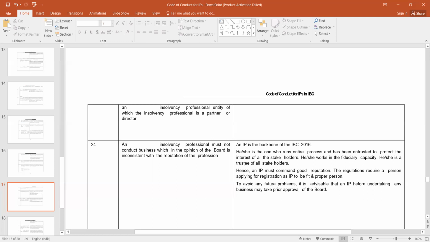ठीक है ना? तो अब इसके लिए क्या है कि भाई an IP before undertaking any business you must take prior approval of the board. भाई कई बार क्या होता है, आपकी HUF है, आपको कोई फैमिली बिजनेस है. अब आपके फैमिली बिजनेस में आप ये तो नहीं कह सकते भाई मैं फैमिली बिजनेस में पार्ट नहीं करूंगा या मैं वहां डायरेक्टर नहीं बनूंगा. तो ऐसा कुछ है तो आपको अप्रूवल ले लेना चाहिए बोर्ड से प्रॉपरली, अगर आप कोई बिजनेस कंडक्ट कर रहे हो जो बिजनेस में आता है.